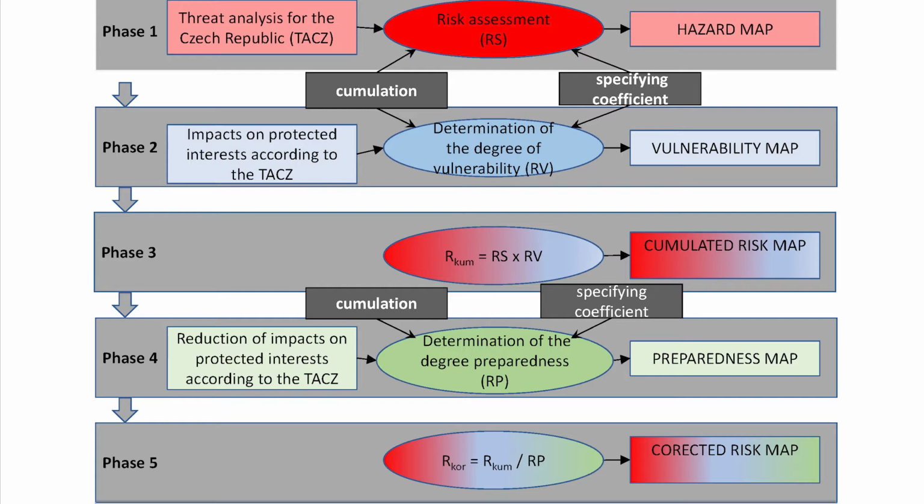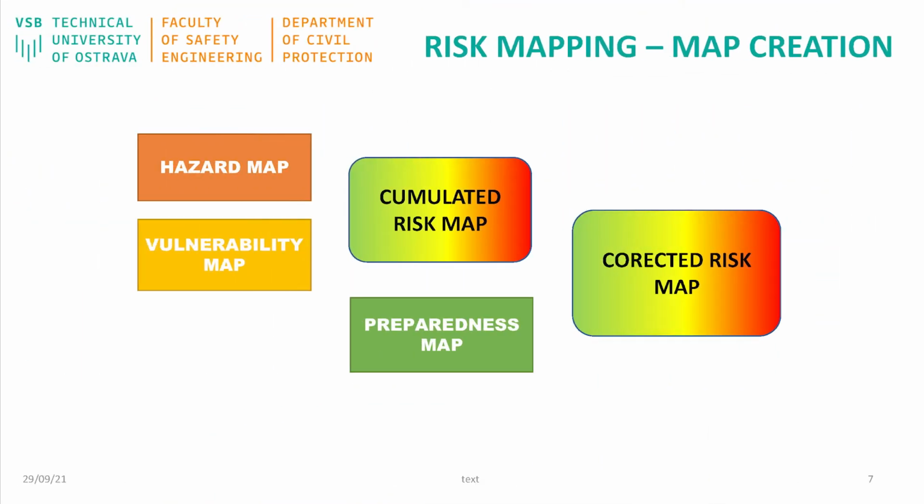At the next point, when you add the preparedness, we have the preparedness map. And when you put the preparedness map together with the accumulated risk map, we have the corrected risk map. Now you can see the hazard map and vulnerability map. Together, it's the accumulated risk map. When you add the preparedness map, we have the corrected risk map.